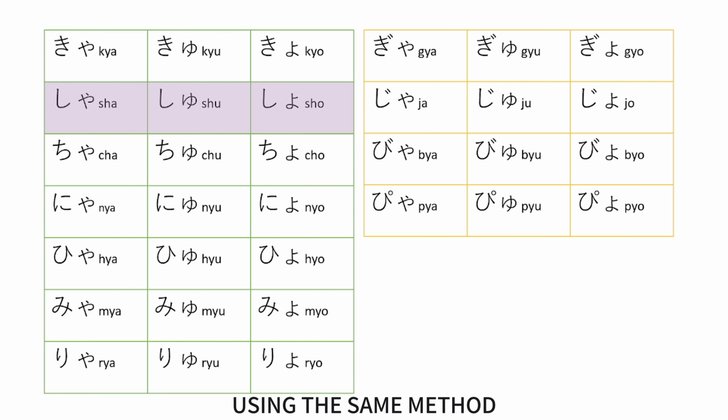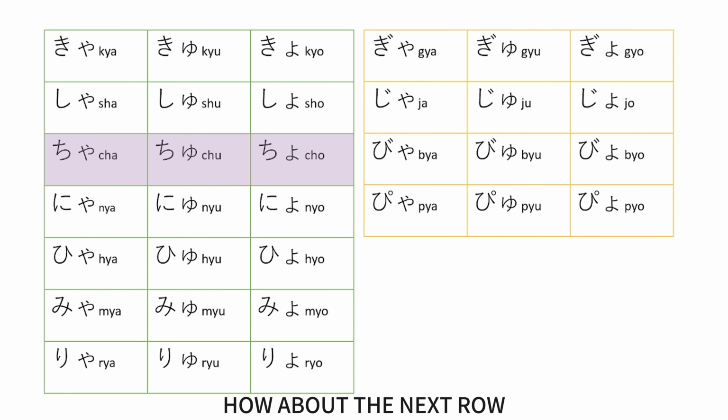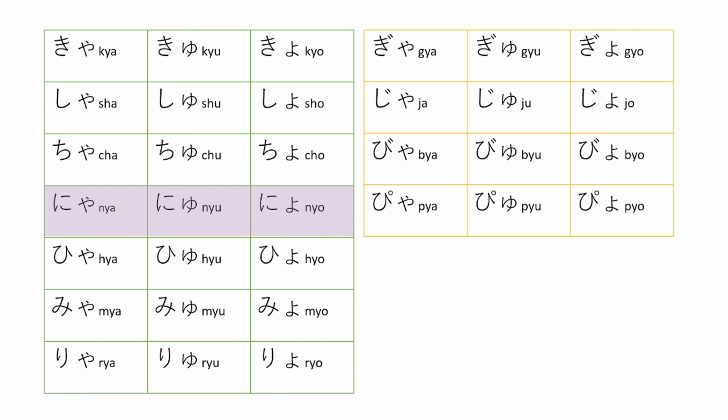Using the same method, the combination of shi with ya, yu, yo results in sha, shu, sho. Excellent! You already started to read them on your own. How about the next row? That's right. Cha, chu, cho.